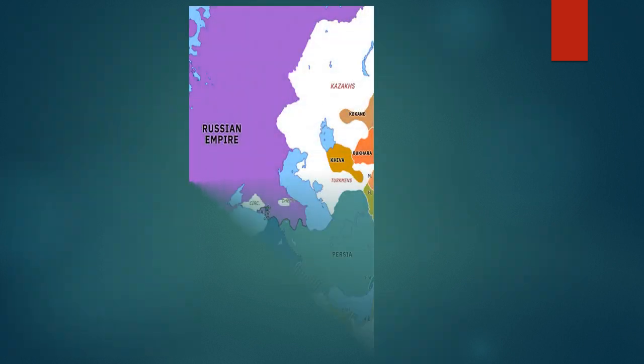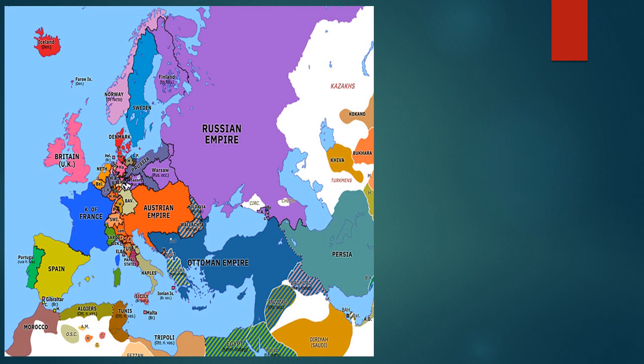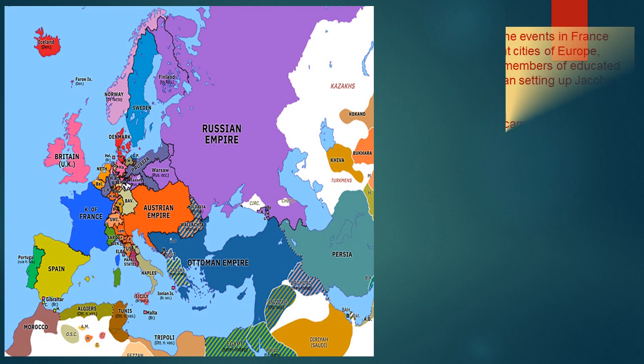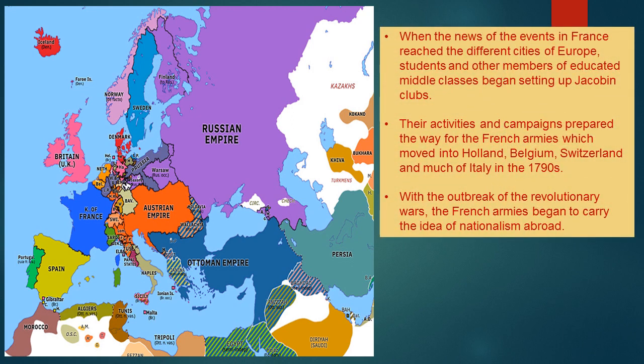When the news of the events in France reached the different cities of Europe, students and other members of the educated middle class began setting up Jacobin clubs. Their activities and campaigns prepared the way for the French armies, which moved into Holland, Belgium, Switzerland, and much of Italy in the 1790s. So, with the outbreak of revolutionary wars, the French armies began to carry the idea of nationalism abroad.